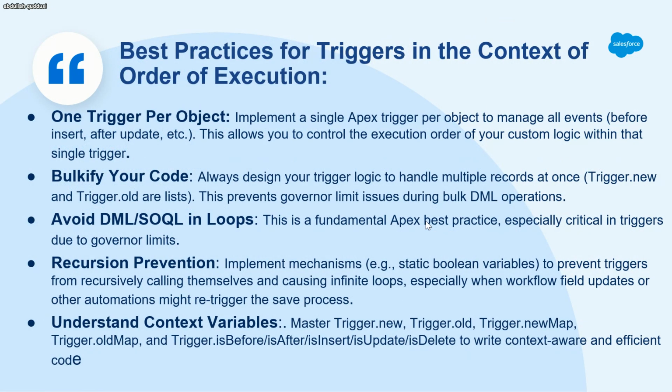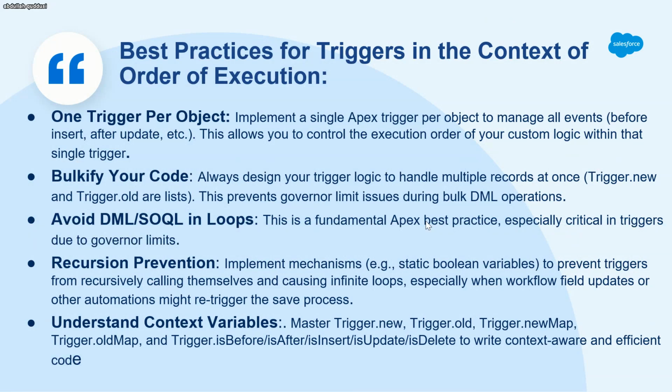The one thing is one trigger per object. It is straightforward bulkifiable code. It is the most basic thing, that we have to write code which is bulkified, which can work on a number of records. Another thing is to avoid DML or SQL in loops. This is a fundamental Apex best practice: in order to avoid the governor limits, we need to check our code, whether we are using SQL or DML in loops or not. If we are using them, we need to change the code.